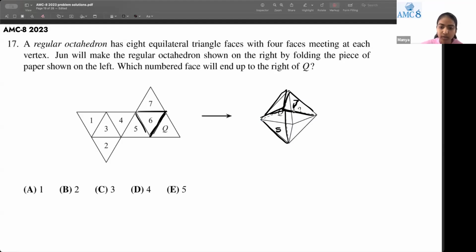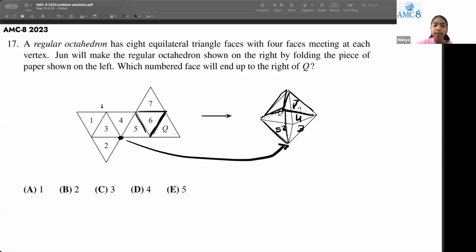This should be 7. So now here, we know that this vertex right here is equal to this point right here. That means that this side must be 4, 3, and 2. Well, it doesn't really matter which order it is. And 1 does not meet in this vertex.